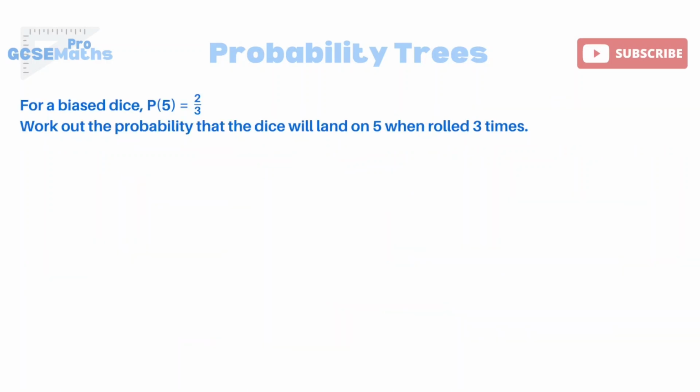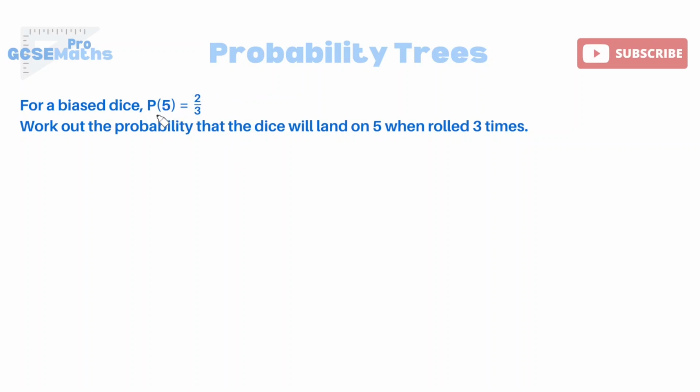Okay, so the last 2 questions are a little bit quicker, and I've actually seen this style mostly in AQA, possibly multiple choice or just a 1-mark question. They haven't drawn anything. They haven't alluded to there being probability trees related, but it's clearly a probability question in general. So, for a biased dice, P5 is 2/3.